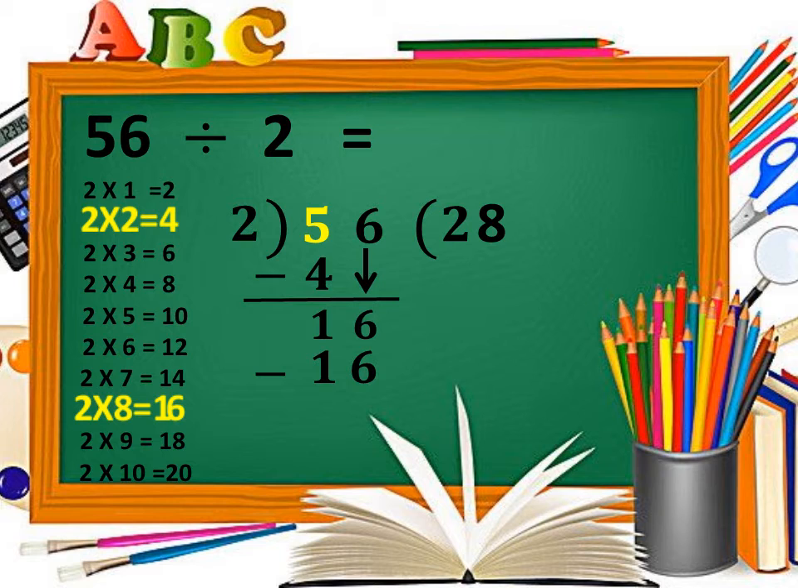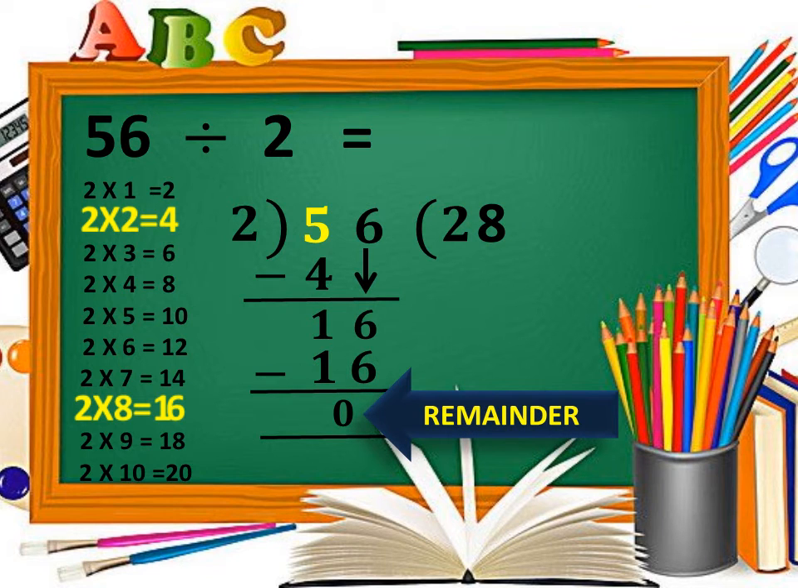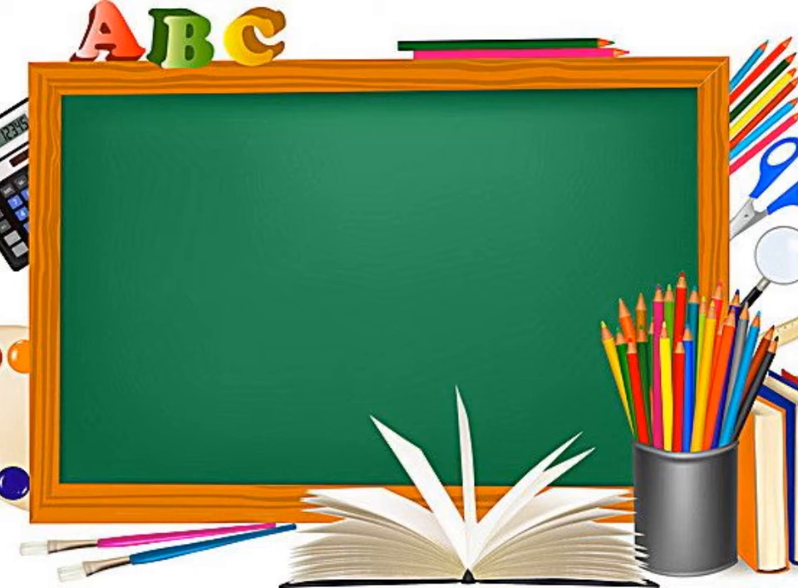16 we can write down of 16 and subtract. 16 minus 16 we will get 0. Here this 0 is said to be remainder. Let us see another problem which is having a remainder.